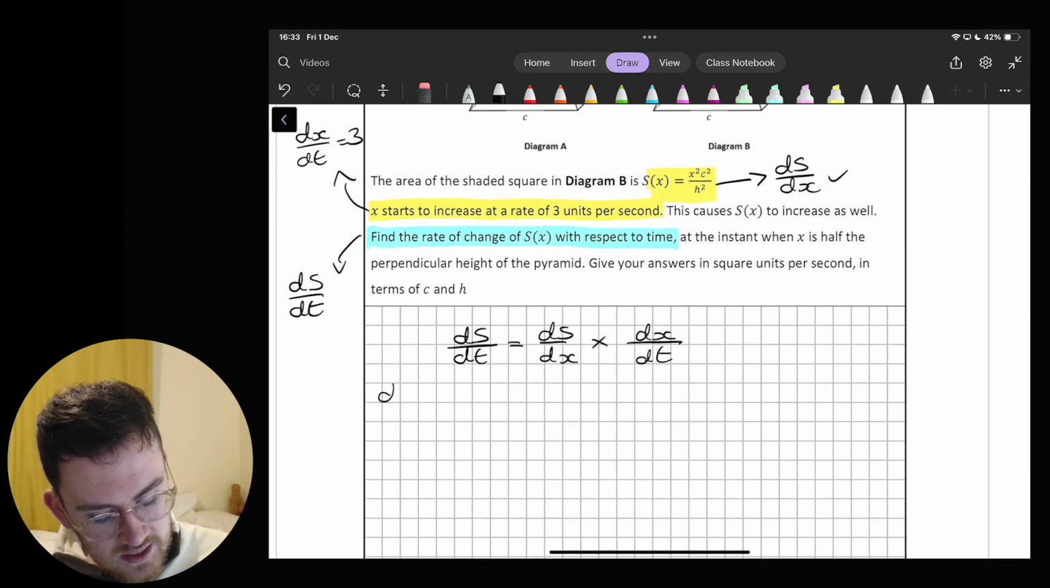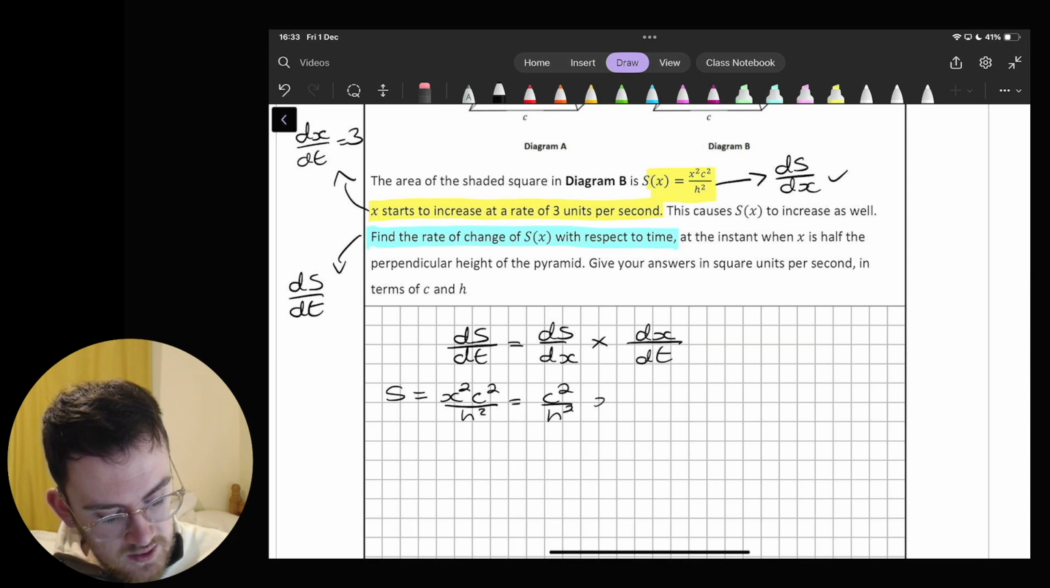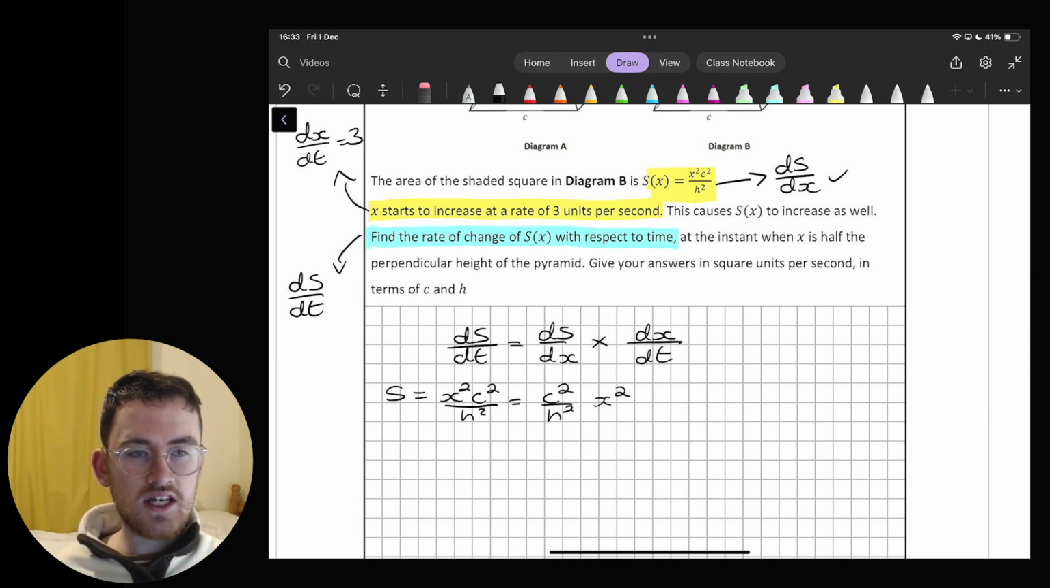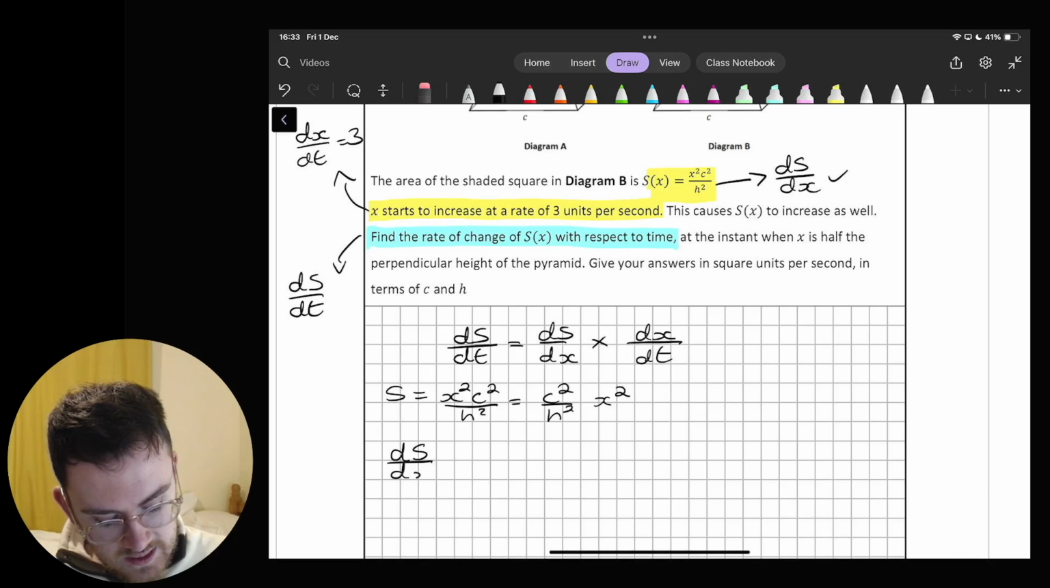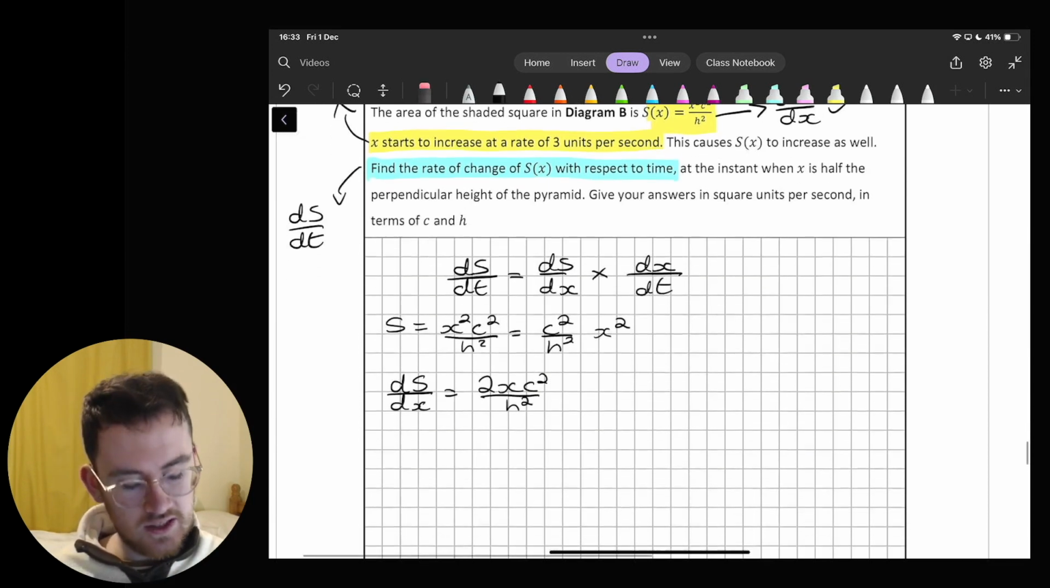So let's find ds dx here first of all. To do that, I'm going to start by rearranging my function s, because there's a lot of letters going on with it. So I'm just going to rearrange it slightly, just taking the x squared out to one side, just to make it a little bit nicer looking for when I go to differentiate it. So ds dx, multiply by the power, reduce the power by 1. 2xc squared over h squared is my rate of change there.